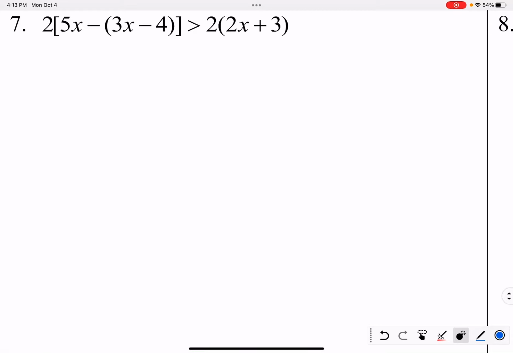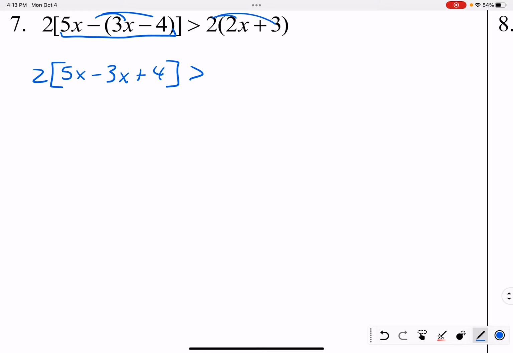All right, let's take a look at 7. I'm going to focus on the brackets first. Let's clean that up before we deal with that 2. So in the brackets, we're just going to distribute that negative through, so it becomes negative 3x plus 4. Close the brackets up, greater than. Let's distribute that 2, so we have 4x plus 6.